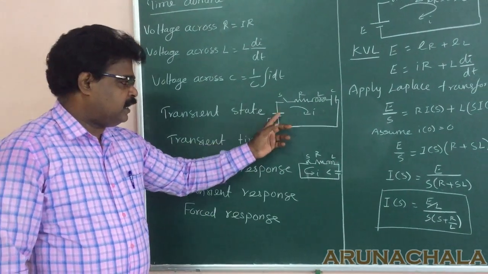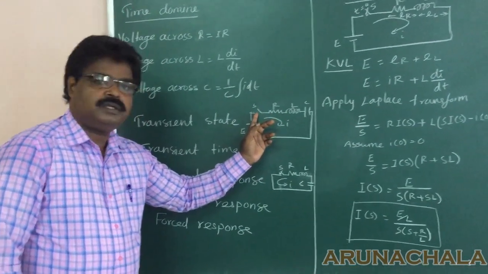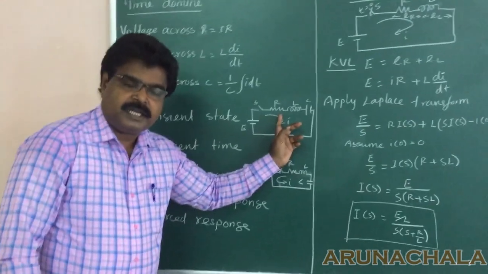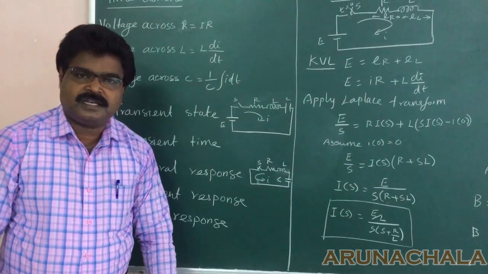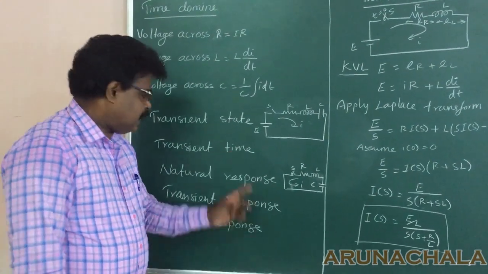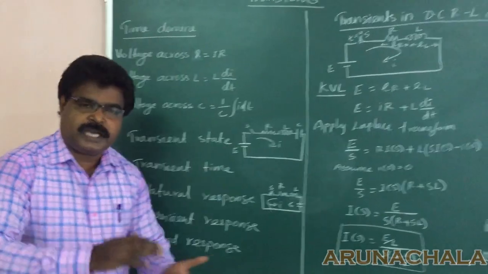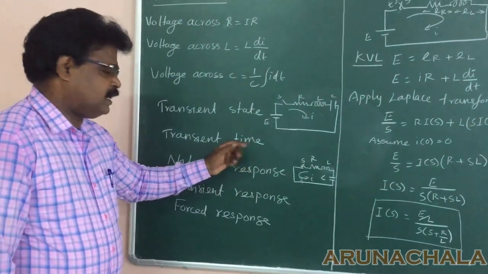Already I told that initially it is zero, there is no current because the switch is open. When the switch is closed, the current flows through it. The steady state current will not flow immediately because it consists of energy storing devices. It will take a small time to reach the steady state. The time taken for the circuit to change from one steady state to another steady state is called transient time.